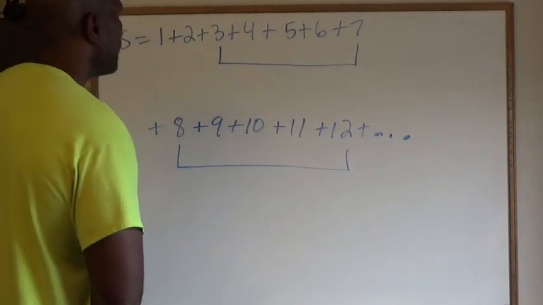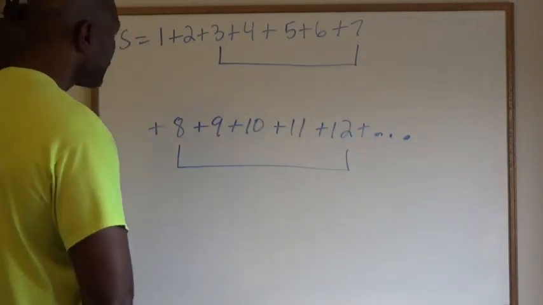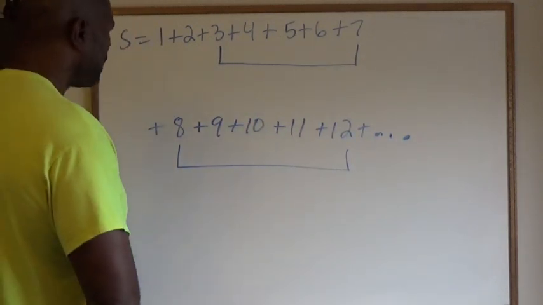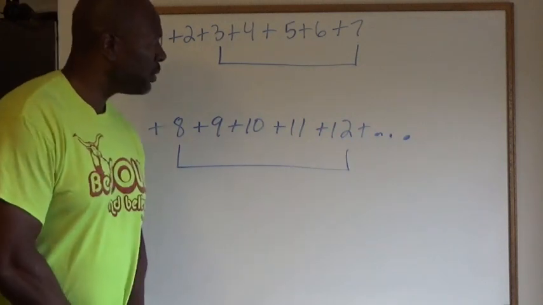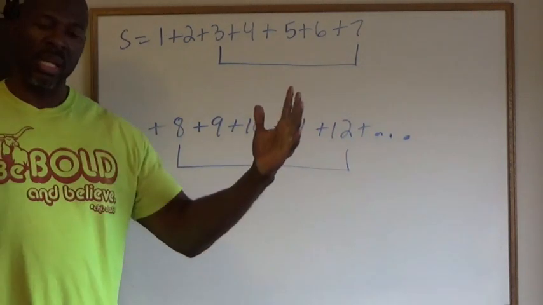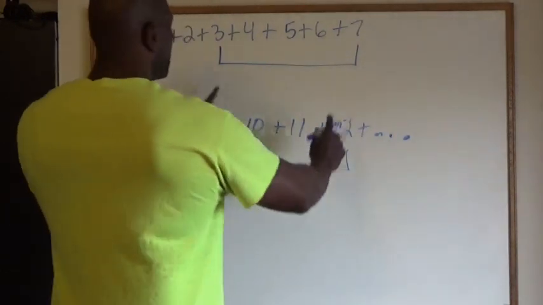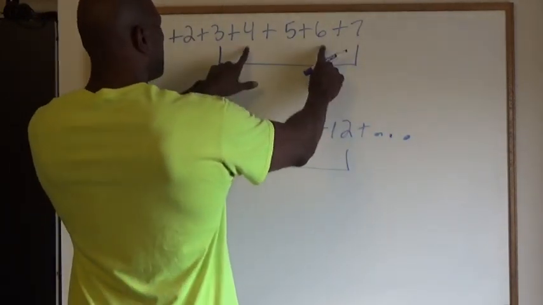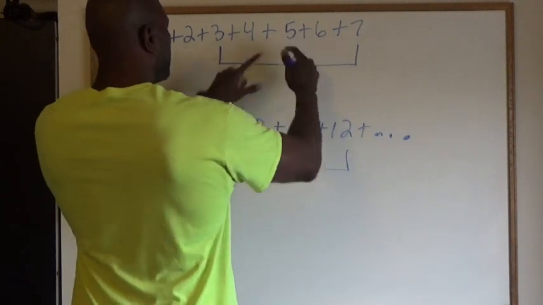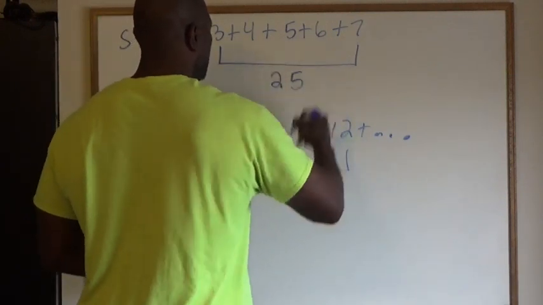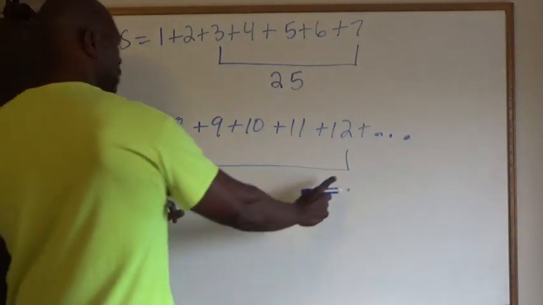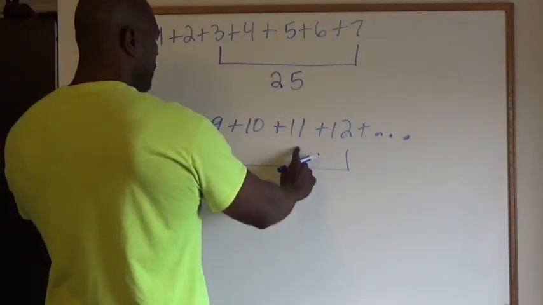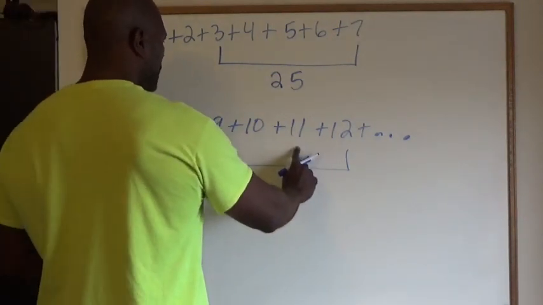Okay, so let me sum up these partitions. So these are nice partitions where you can use the summing technique of outside going in. What I mean is you have 3 and 7, which is 10, 6 and 4, which is 10, that's 20, plus 5, 25. Here you have 8 and 12, which is 20, 9 and 11, which is 20, so that's 40, plus 10, 50.